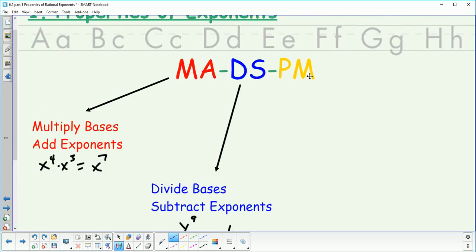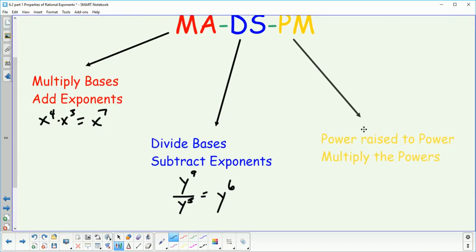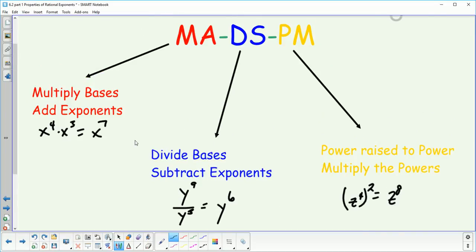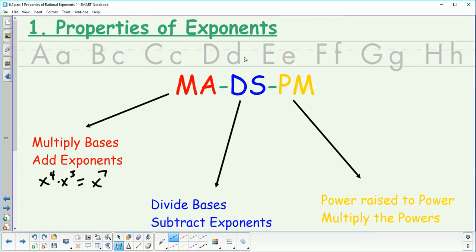And then the last one to keep in mind, the PM, means if we have powers, we multiply. So power to a power, then we multiply those powers. So that would be something like z to the 4th to the 2nd. In this case, we don't want to add those powers. We want to multiply them, and we'd end up with z to the 8th. Okay, so that's a quick review of several of our properties of exponents.